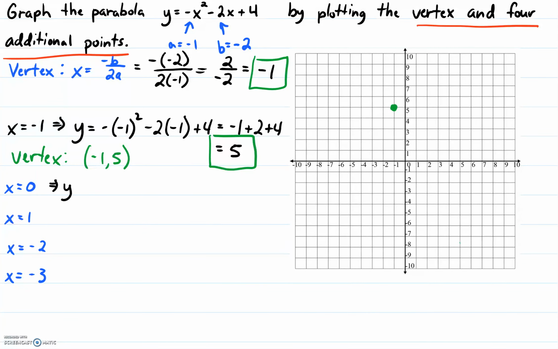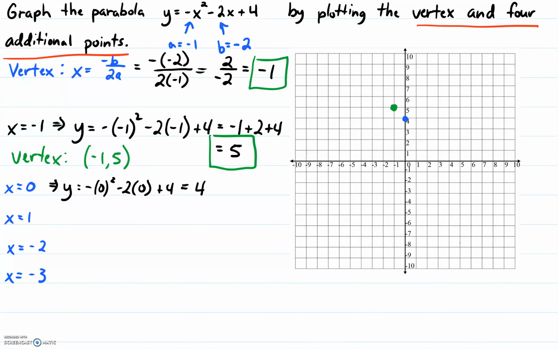So for x equals 0, we're just going to put 0 in the place of x. So y is going to be equal to negative 0 squared minus 2 times 0 plus 4. Of course, all those terms with zeros are just going to go away. That's going to leave us with a y value of 4. And so now we want to plot the point 0, 4. We can do that by going 0 and then going up 4 and putting a dot.